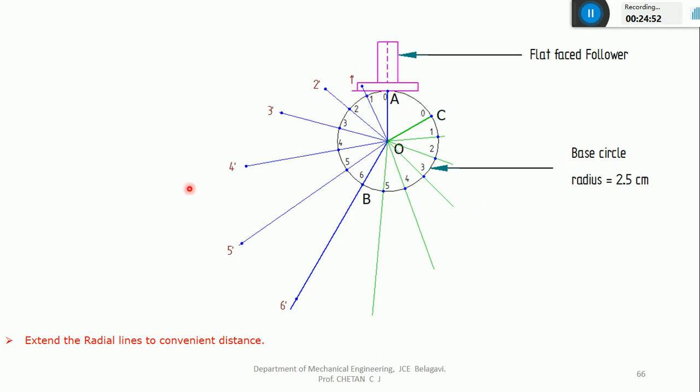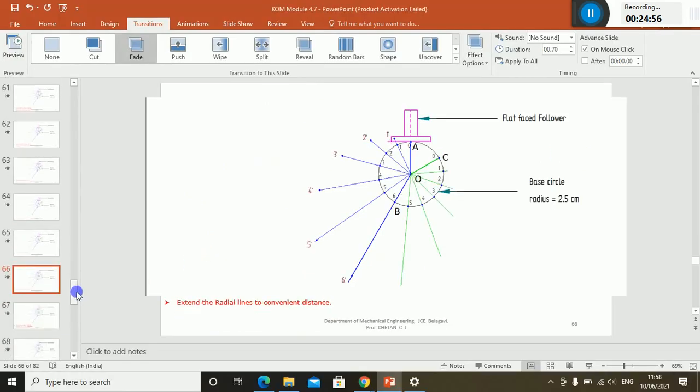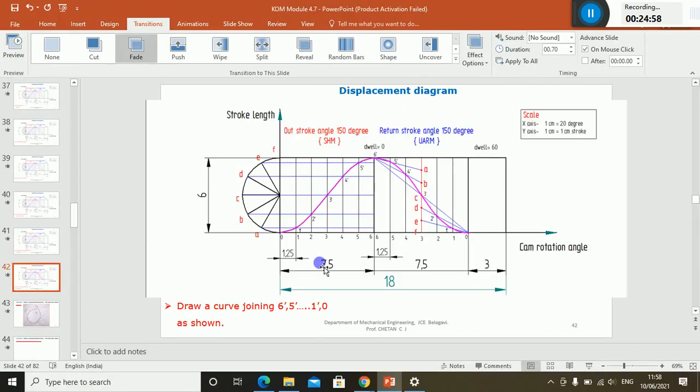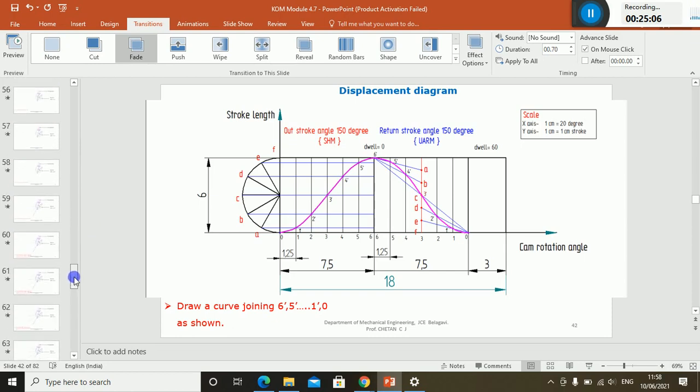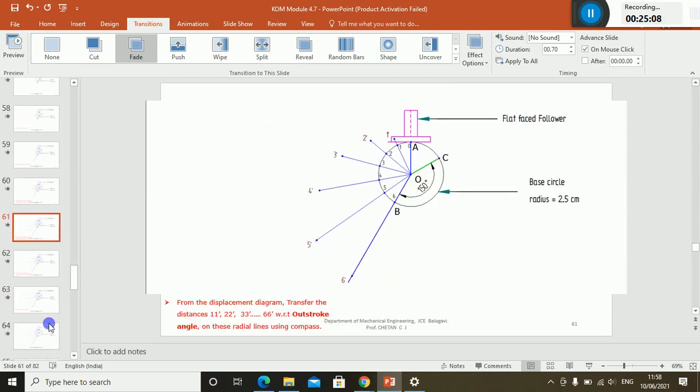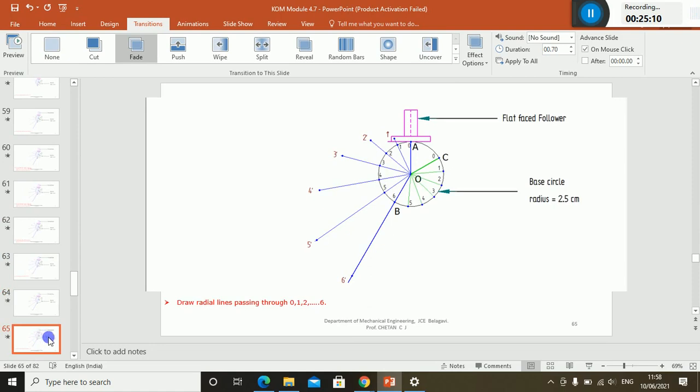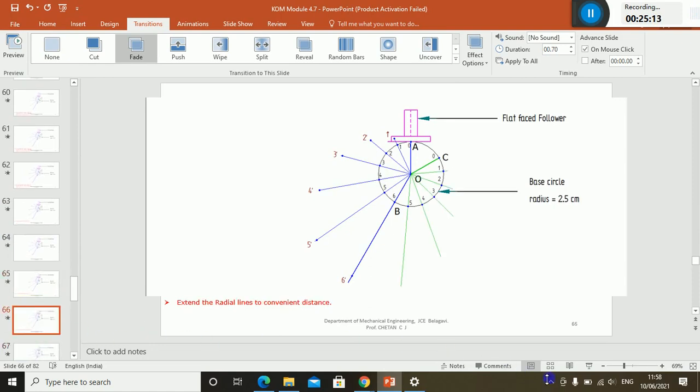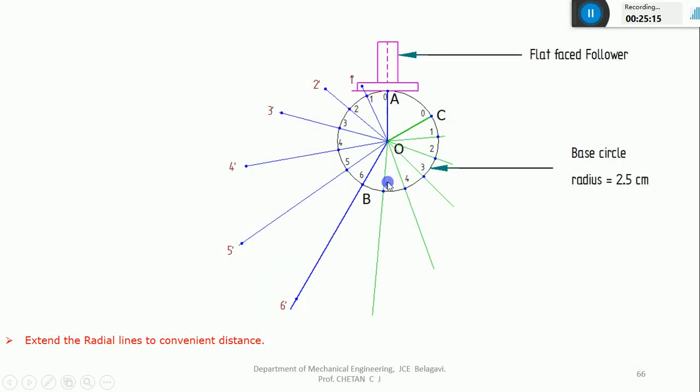Again, I'll go to the written stroke. I'll go to the displacement diagram with respect to the written stroke. And I'll copy these distances from 6 to 6 dash, 5 to 5 dash, up to 1 to 1 dash with the help of a compass. And I'll transfer them over this cam profile with respect to the written stroke.